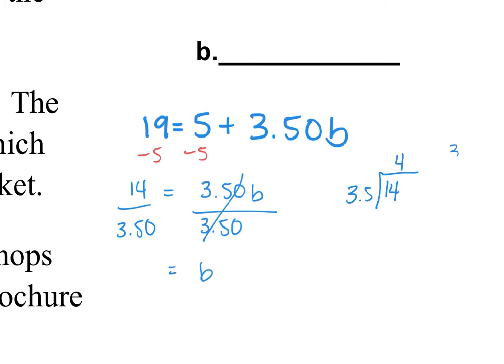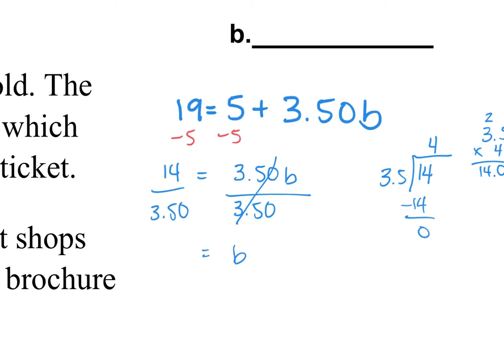Let's see. 3.5 times 4. 4 times 5 is 20. 4 times 3 is 12 plus 2. Okay, that is 14. It goes in evenly, okay? So we're going to subtract 14. The remainder is 0. So our answer is 4.